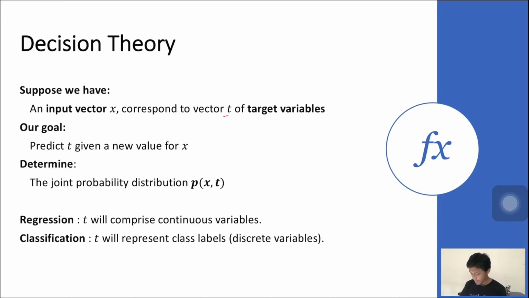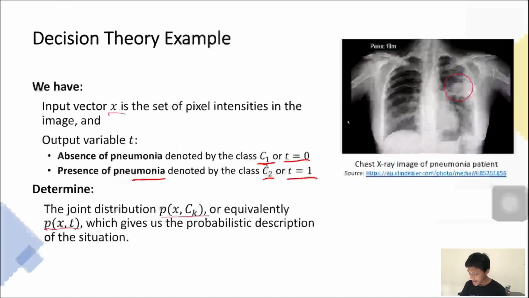Next, about decision theory, we need an input vector x that corresponds to the vector t, which is what we call the target variables. Our goal is to make a prediction of t given a new value of x. To get this decision, we need to determine the joint probability distribution, which we call p(x,t). In regression, the target variables are continuous, while in classification they are represented as class labels, which are discrete.